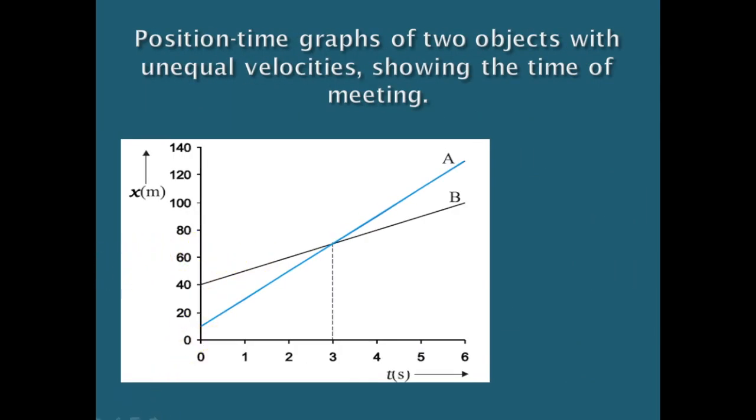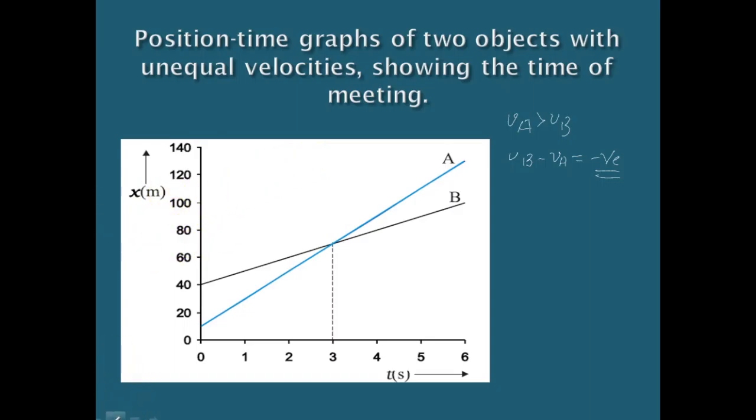Moving to the second one, the position time graphs of two objects with unequal velocities showing the time of meeting. See, if we consider two objects A and B, where the velocity of object A is greater than the velocity of object B, then vB minus vA is negative, because the velocity of object A is greater. So obviously vB minus vA will give a negative value. So one graph is steeper than the other and they meet at a common point.